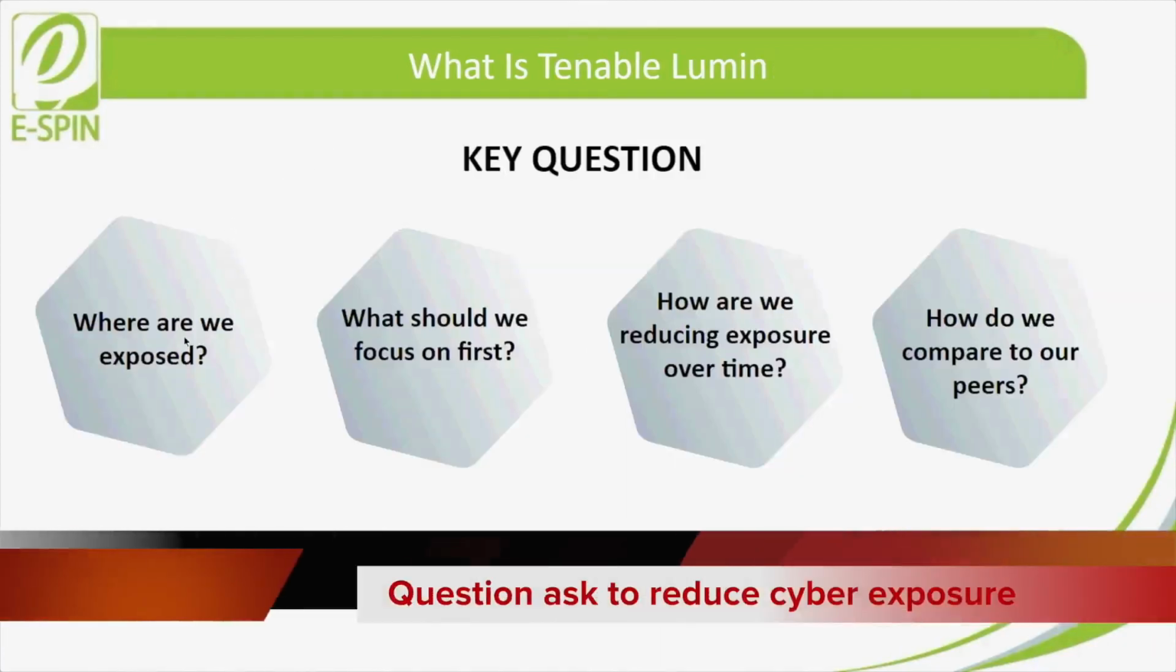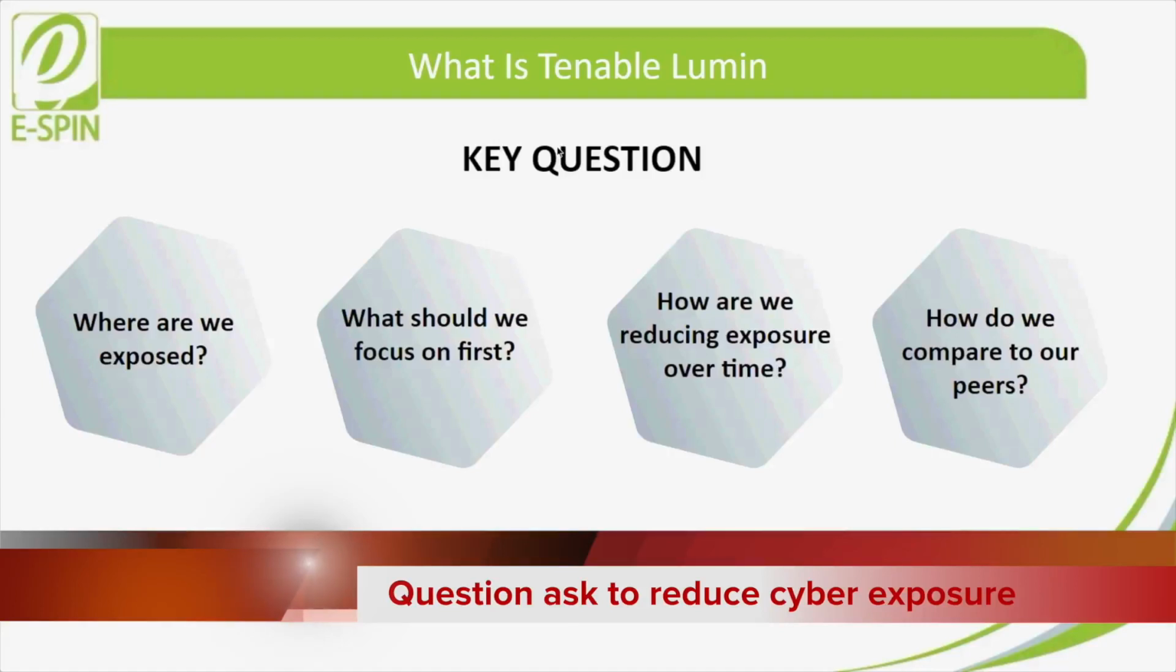These are some key questions to be answered in order to reduce cyber exposure. First, where are we exposed? Second, what should we focus on first? Third, how are we reducing exposure over time? And the fourth one is, how do we compare to our peers? Tenable SC and Tenable IO are designed to answer the first question and part of the second question. Predictive prioritization incorporated into this product allows organizations to prioritize their effort based on a vulnerability priority rating, or VPR, for the vulnerabilities found in their environment.